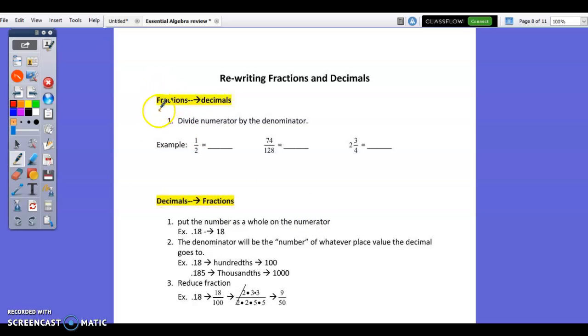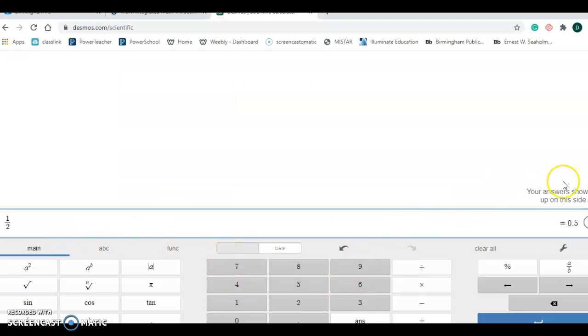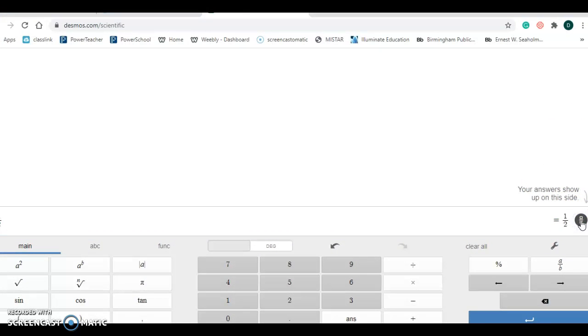Okay, so if we are starting with a fraction and we want to change it to a decimal, we basically just divide the numerator by the denominator. So we can do 1 divided by 2, or 74 divided by 128, and we can show that. If I bring up my calculator and do 1 divided by 2, you should know that it's a half or 0.5. We've worked with this before, it toggles back between a decimal and a fraction, so that's easy enough for me to check. I can see that it's 0.5.